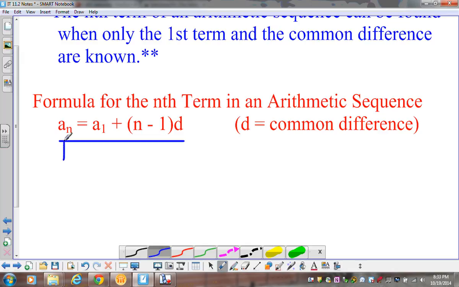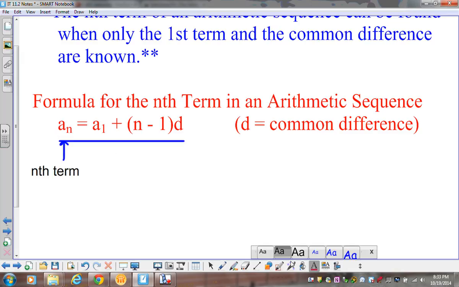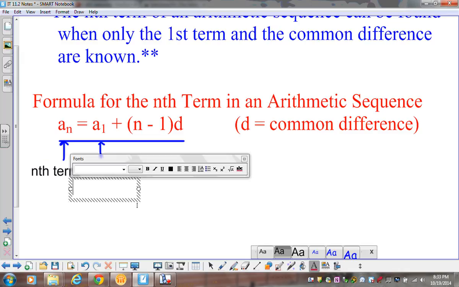If you remember, last week we were talking about a sub stuff. A sub n is going to be your nth term. A sub 1, remember, if there's a number there, that means that's my first term. So we're just going to make that little note right there. That's going to be my first term.